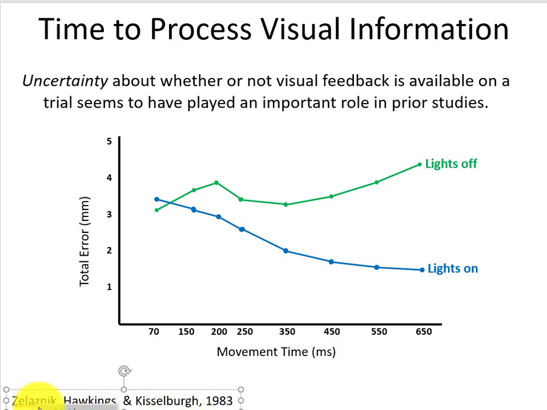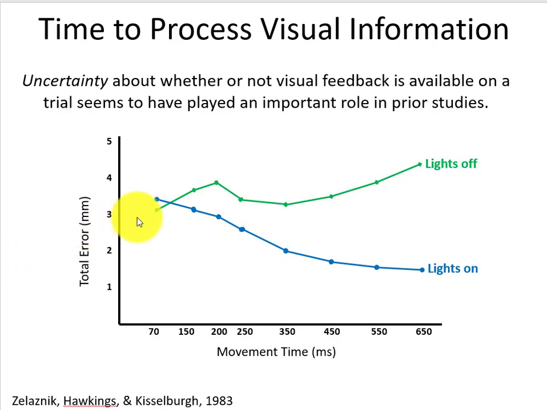USC at the time that Howie was there, they did this wonderful study where when people were making these movements, they suddenly switched the lights on or they switched the lights off, right? And so they actually played around with the uncertainty about whether visual feedback is available on that given trial. And so by doing this, you can see that when the lights are off, there doesn't seem to be any difference in the amount of error.